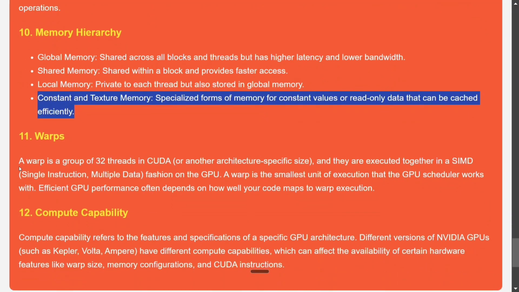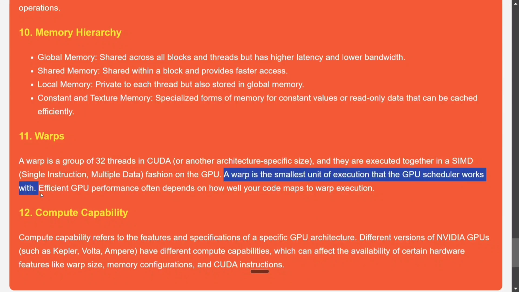Warps. A warp is a group of 32 threads in CUDA, and they are executed together in a single instruction, multiple data fashion on the GPU. So it is a group of 32 threads in CUDA. It is the smallest unit of execution that the GPU scheduler works with. So this is an important concept. Threads can't be executed independently, warps can be.